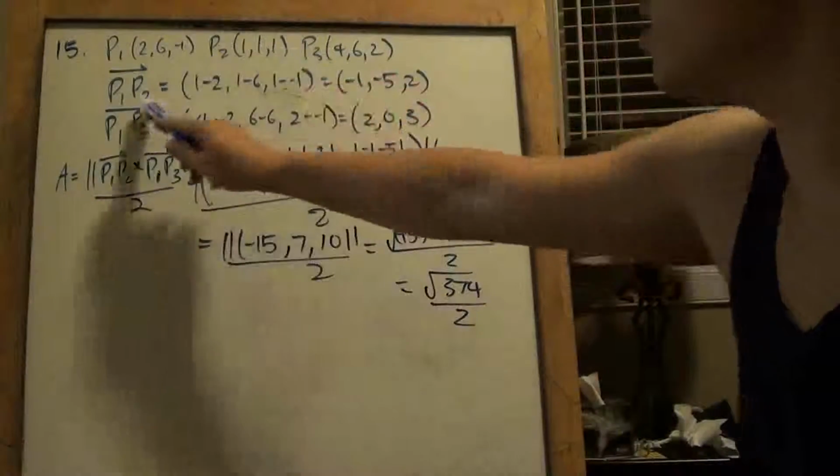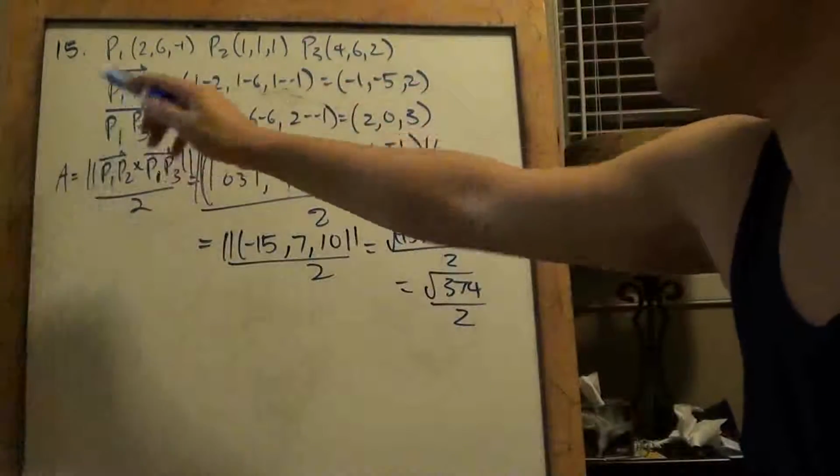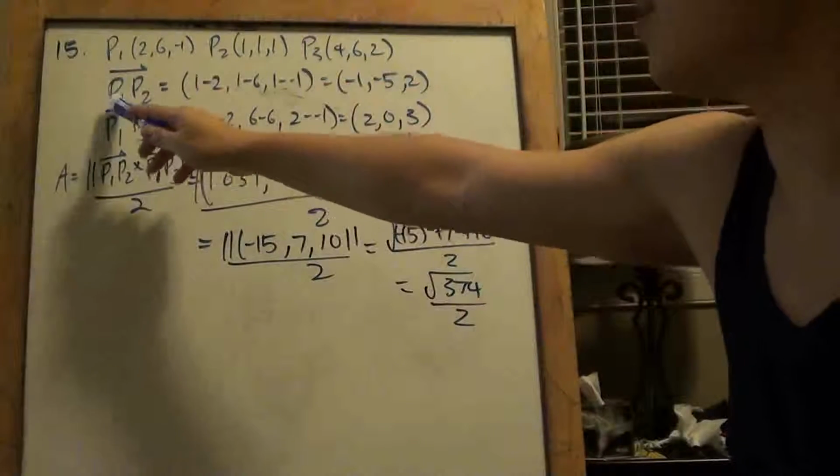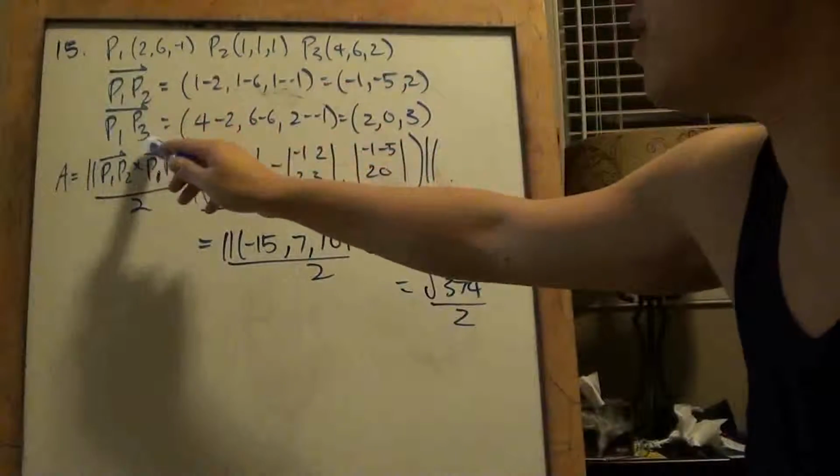So we have 3 points, so I'm going to make 2 vectors. I'm going to make the center P1. So I'm going to use P1P2 and P1P3.